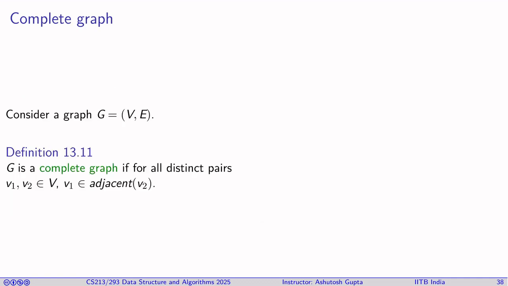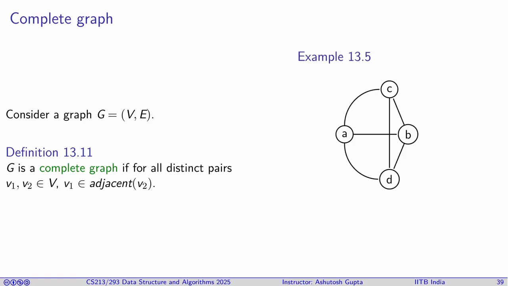Now let us define something called a complete graph. Again, you are given a graph, and a complete graph simply says that from every node there is an edge to every other node in the graph. For example, here is a graph. We have 4 nodes and all nodes are connected to every other node.